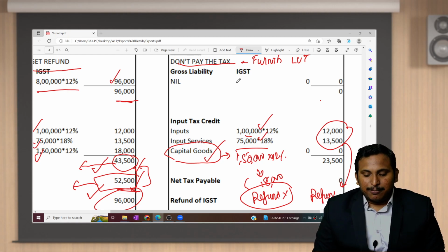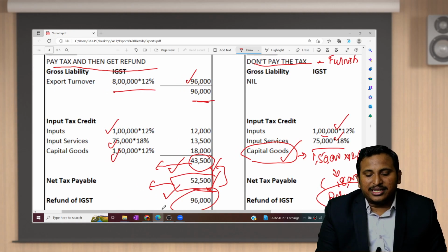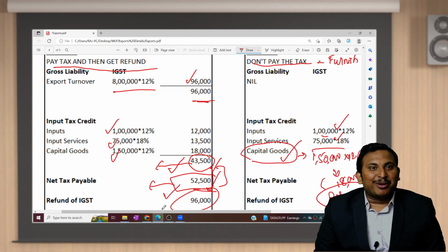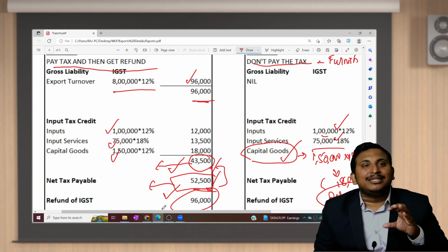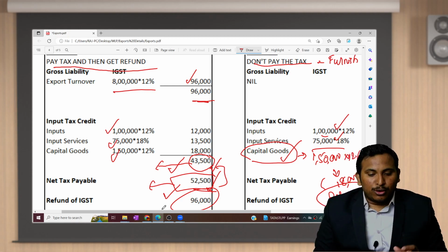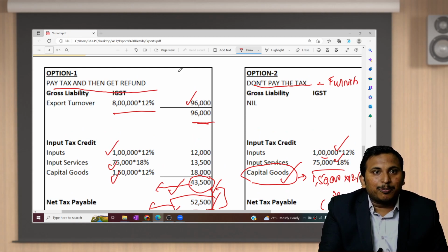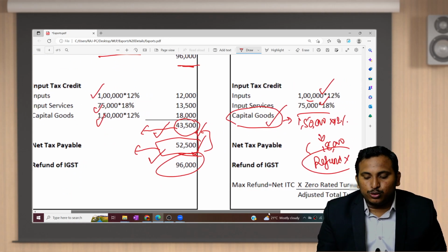This is best. In option 1, you will get everything as refund, but the only disadvantage is first we have to pay and then we have to get it. Opportunity cost, money, interest will be lost. First we have to pay, later on we have to get it. You will get everything with respect to capital goods also, but there will be a time gap. So most of the times many entities may not prefer option 1. Are you getting the point, sir? Both are available, but they may prefer option 2 mostly.